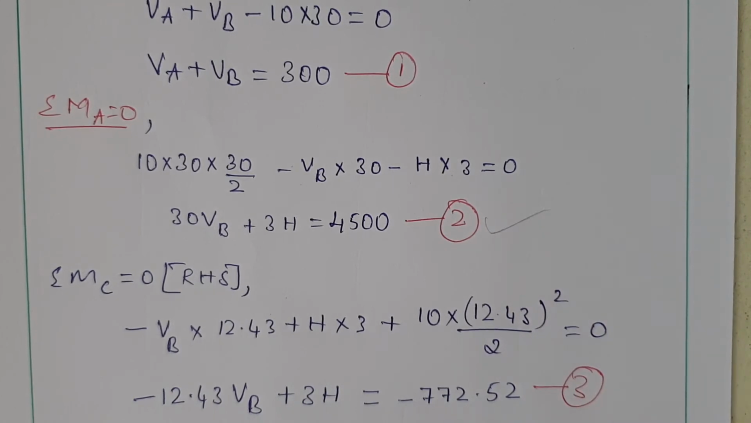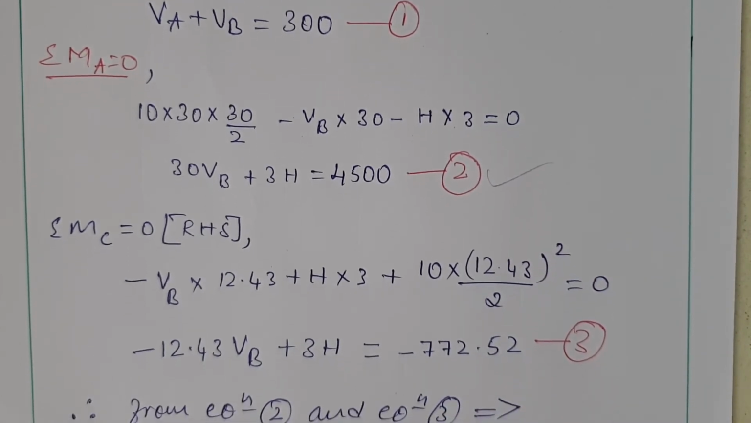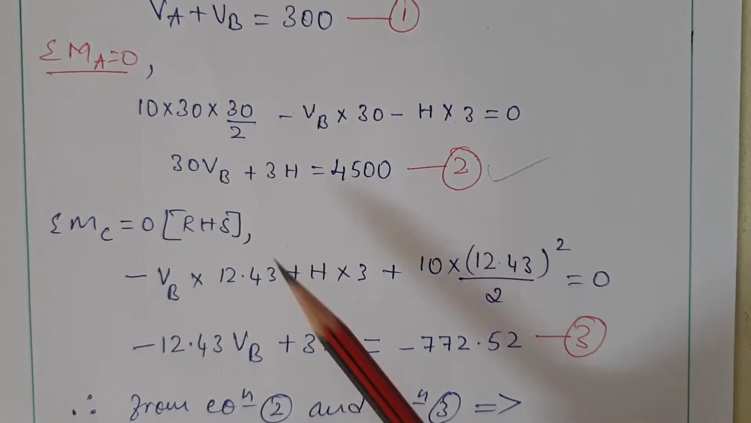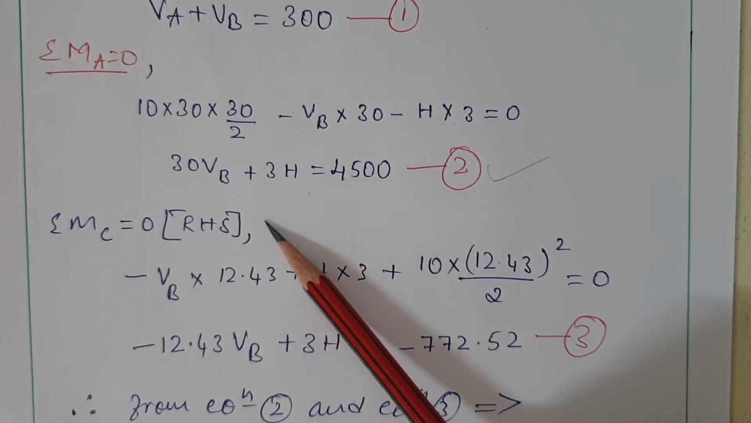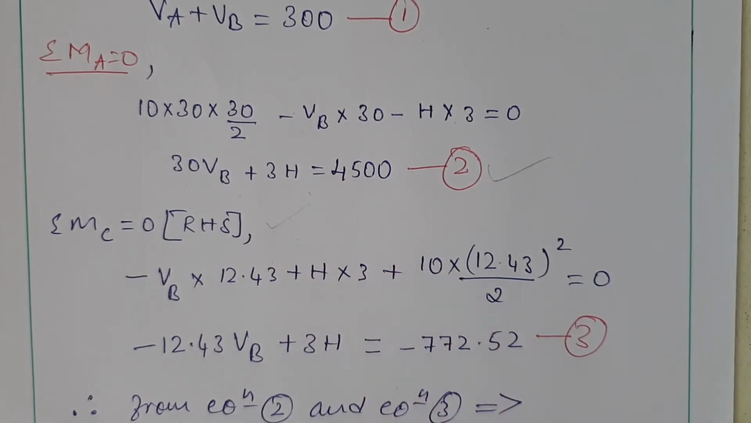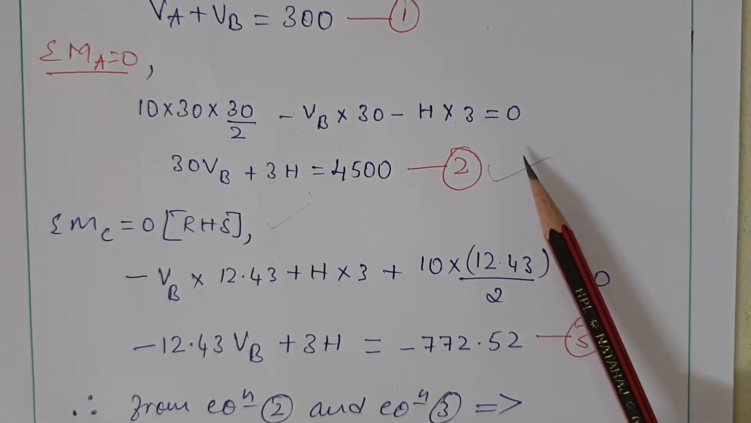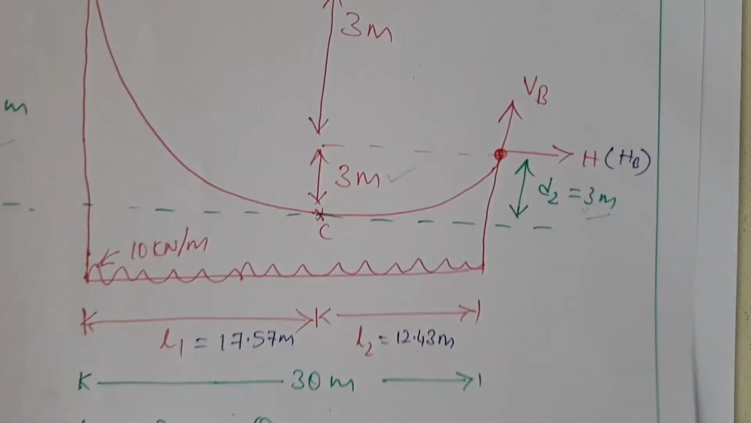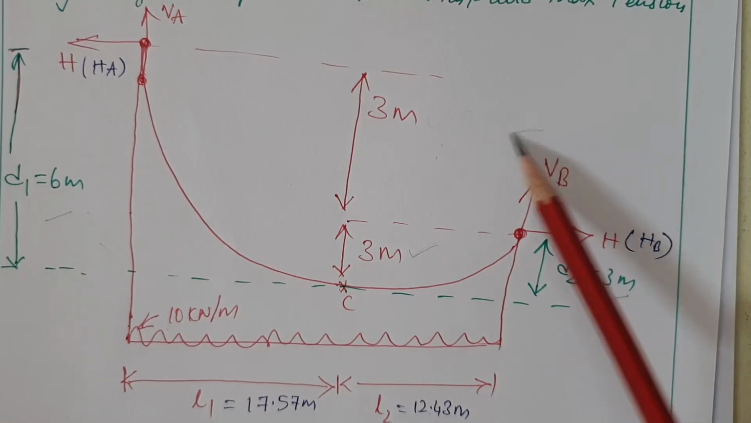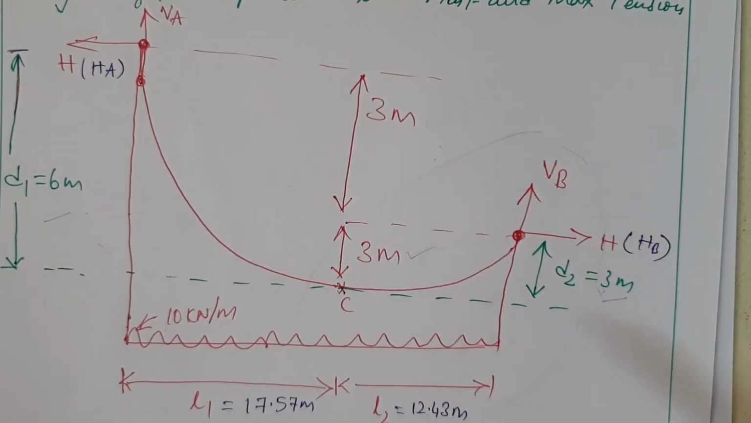Then I am considering moment at C equal to 0, for the right hand side, because we know VB and H are the unknowns in this equation. So in order to get the same, I am considering the right hand side. Otherwise you can consider the left hand side also, but then you have to consider moment at B equal to 0. Moment at C equal to 0: for half of the portion, C to B, the L2 length only we have to consider, that is 12.43. Half of this portion.